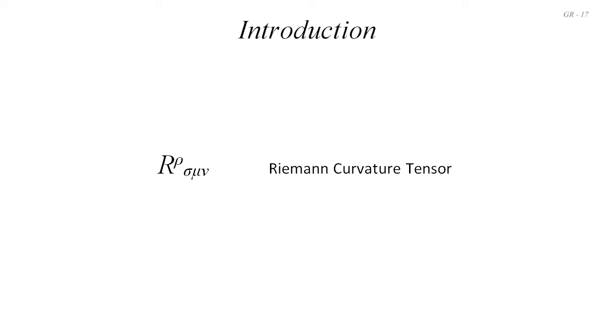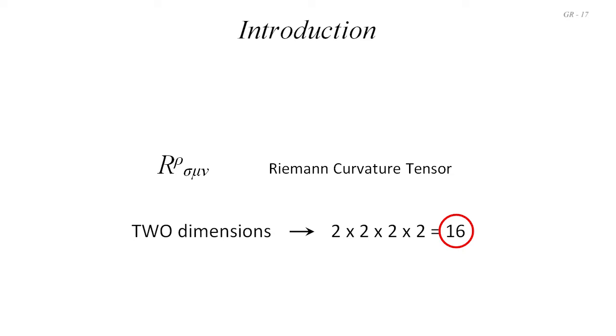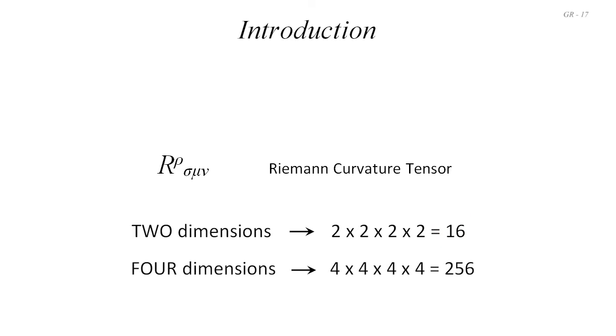And having 4 indices means that for a two-dimensional space, this Riemann curvature tensor will have 2 times 2 times 2 times 2, 16 different numbers at each point in the space, which will describe the curving of the space at that point. Of course, if we were considering 4-dimensional space-time, it would have 4 times 4 times 4 times 4, 256 numbers at each point or at each event in the space-time.